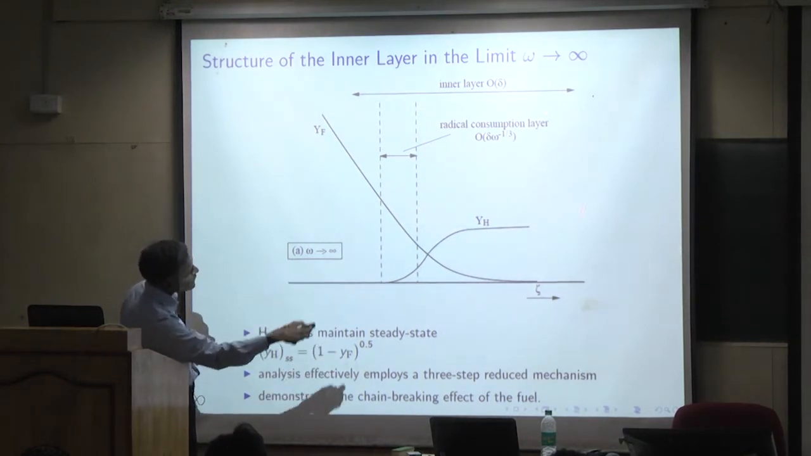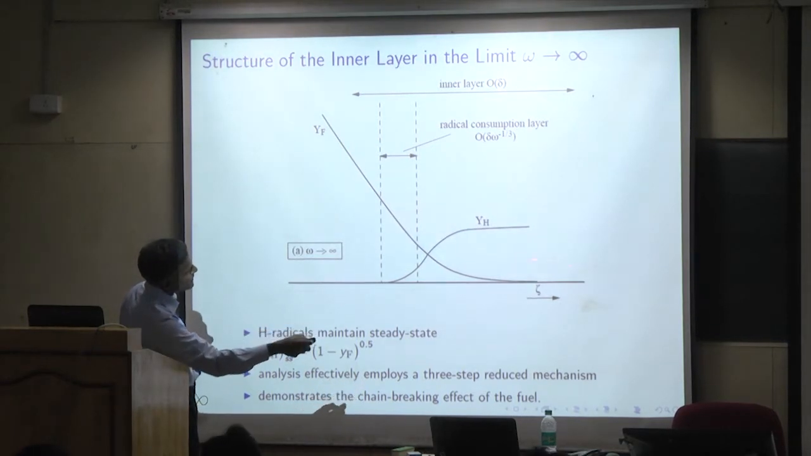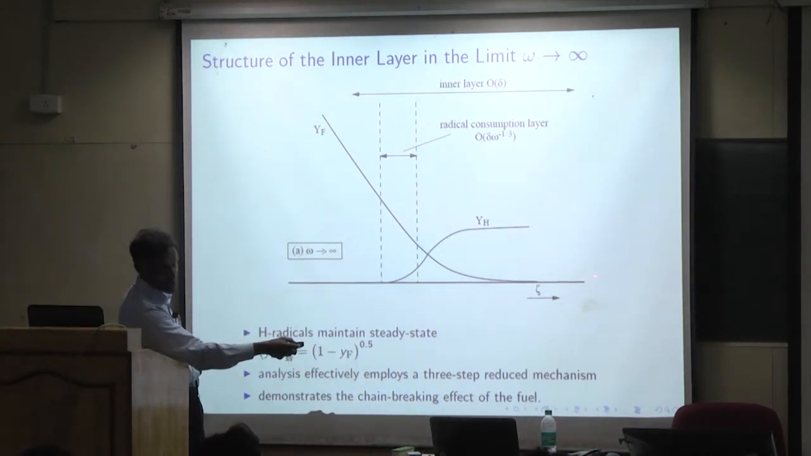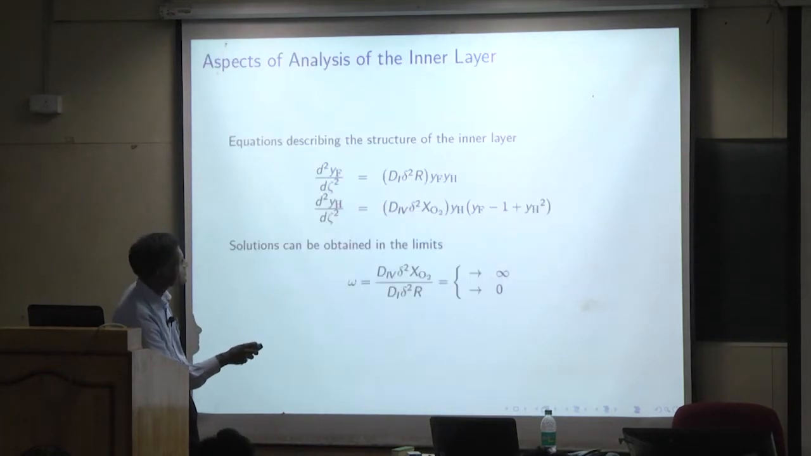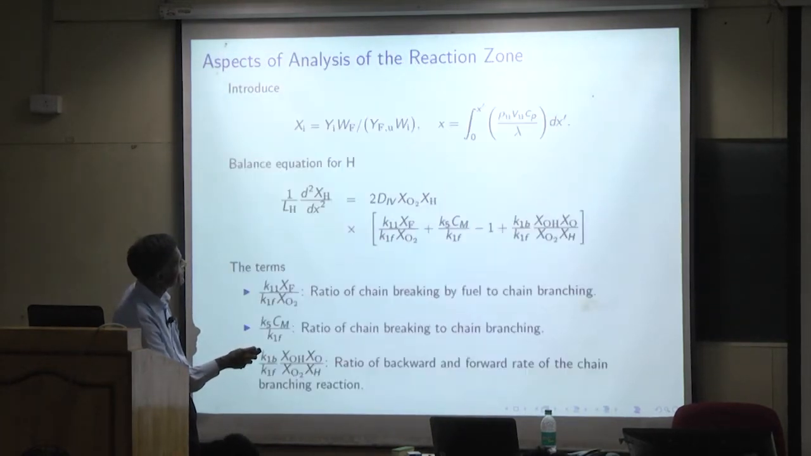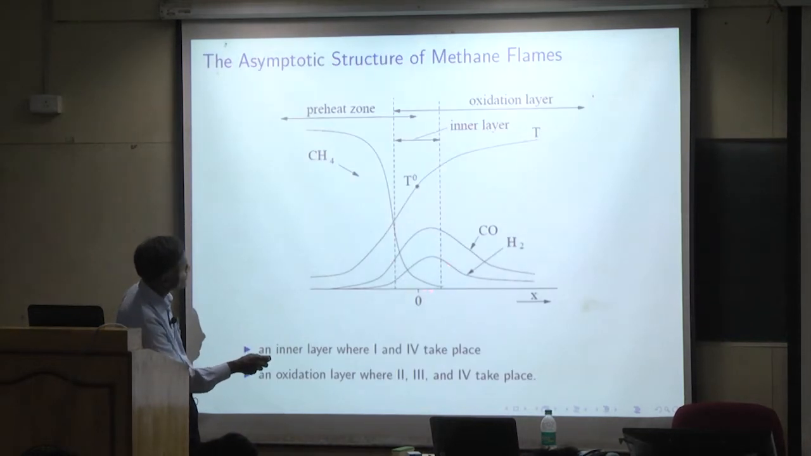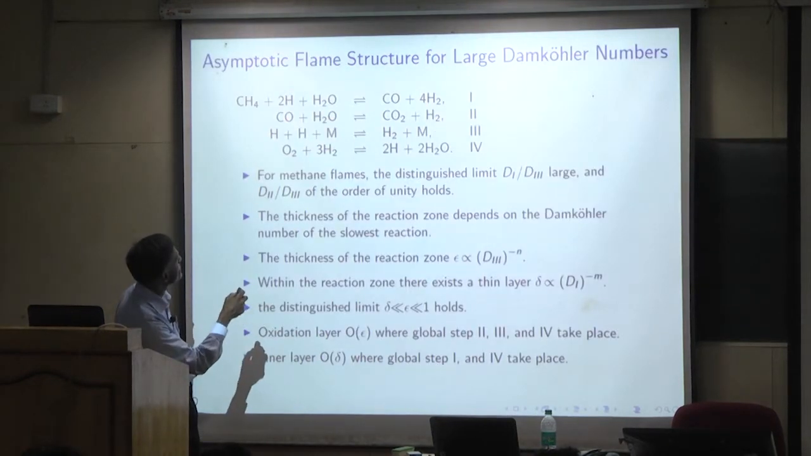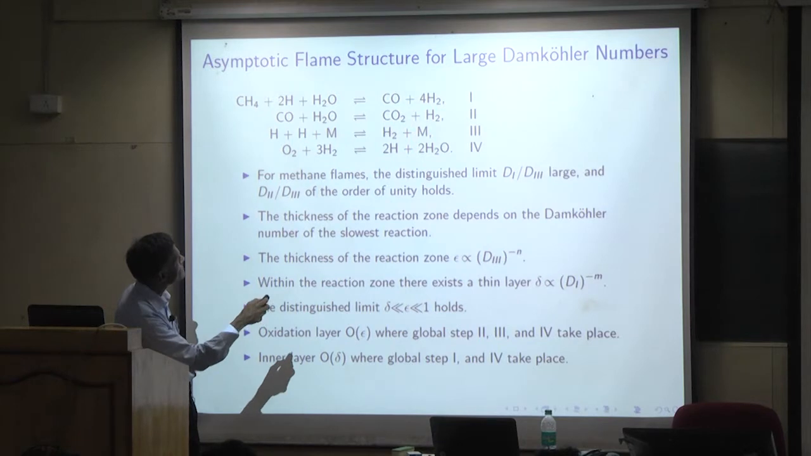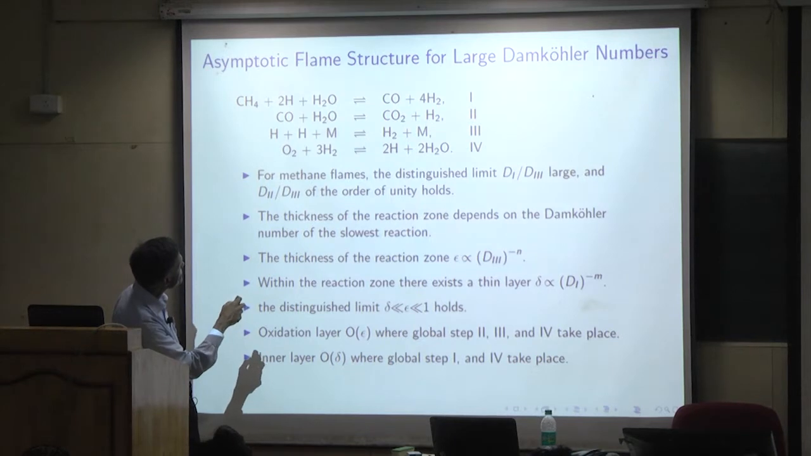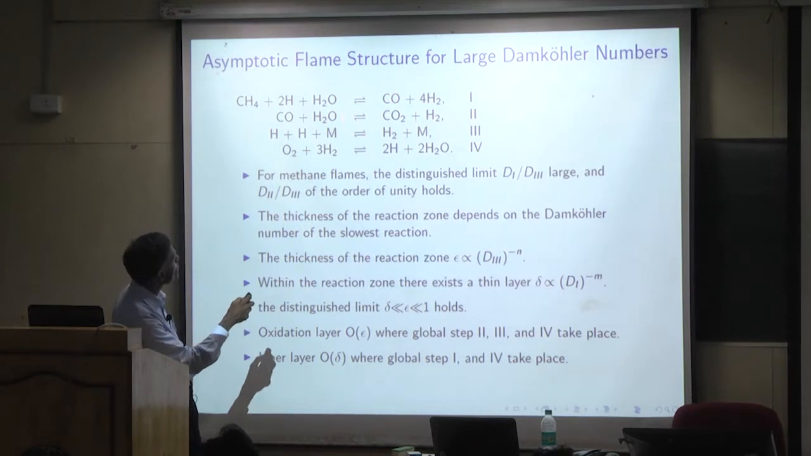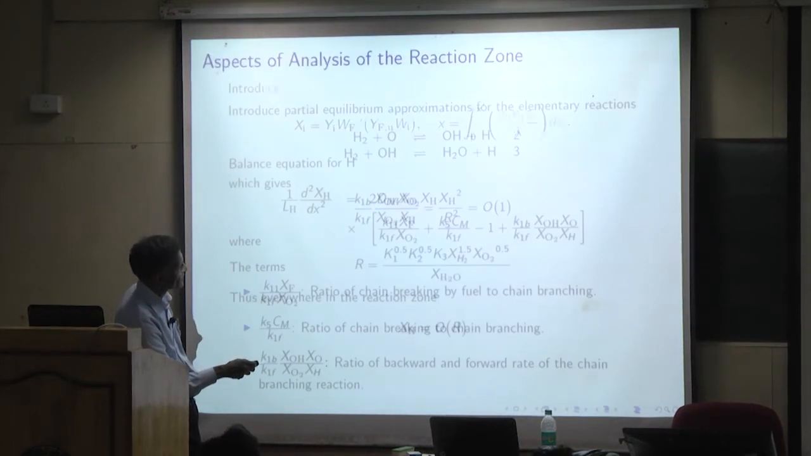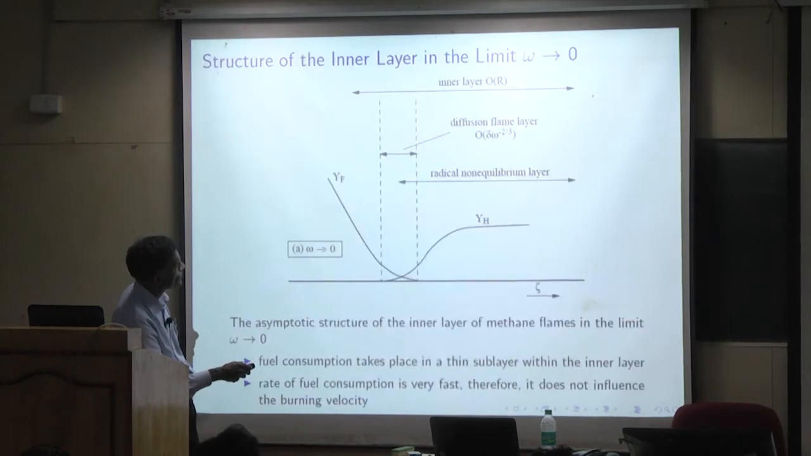Over here in this slide, which is the oxidation layer, YF is 0. If you go back to this particular picture, YF is 0. Therefore, in this layer, this reaction is no longer active. Only these three reactions are taking place, and it is reasonable to assume that this maintains steady state. This is another reasonable approximation. Therefore, only two reactions govern the structure of the oxidation layer.